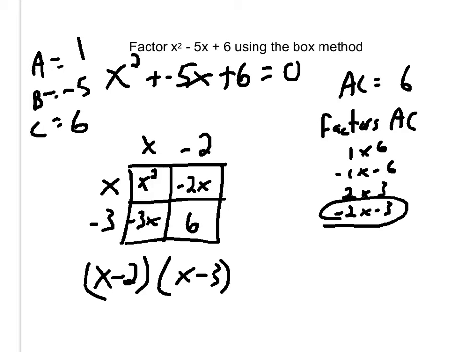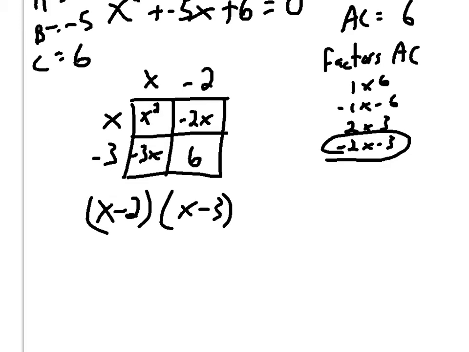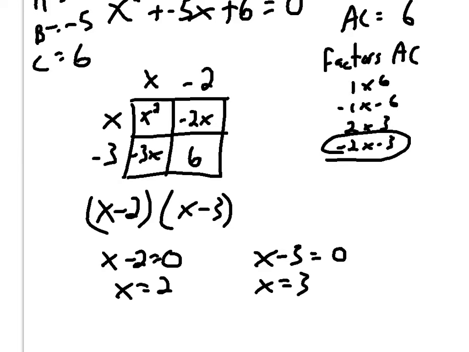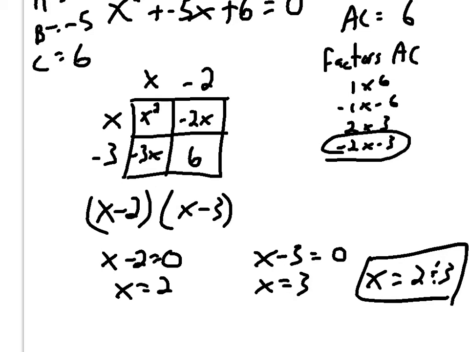So again, now my job to solve the equation is to set both of those equal to 0. So I'm going to take x minus 2 equals 0 for one of my solutions, and x minus 3 equals 0 for the other one of my solutions. So I'm going to get x equals 2 and x equals 3. And there's my solutions to that equation. Okay, so if I were to plug in 2 and get 2 squared plus negative 10 plus 6, that should equal out to 0. Or if I plug in 3 and do 3 squared plus negative 15 plus 6, that should also equal 0.